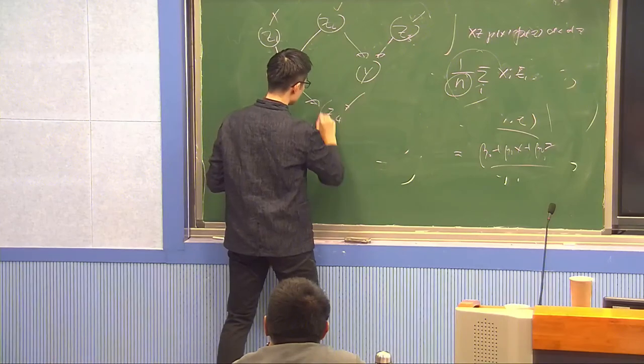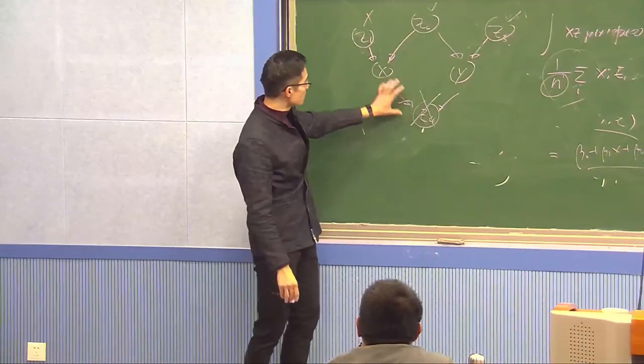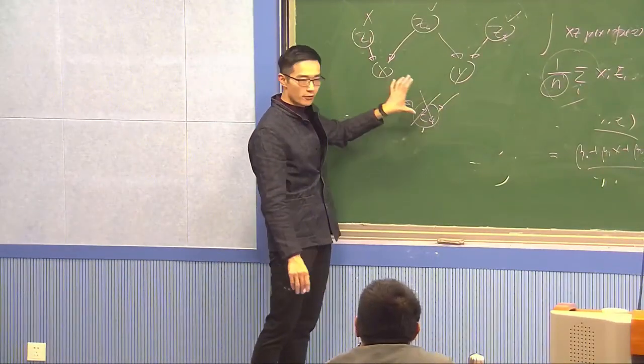Can you control for Z4? Never, right? Never control for Z4, because Z4 is a collider, it's the consequence of X. It's a collider you should never control for.